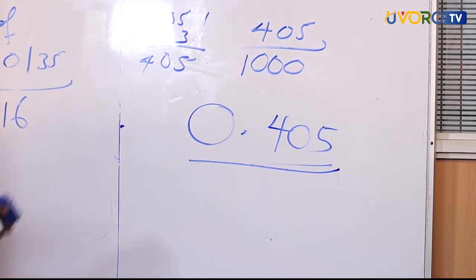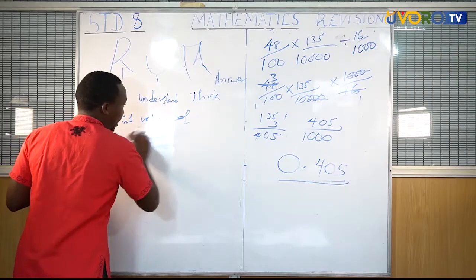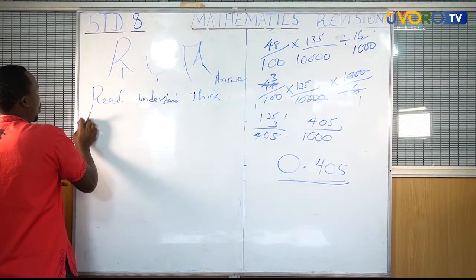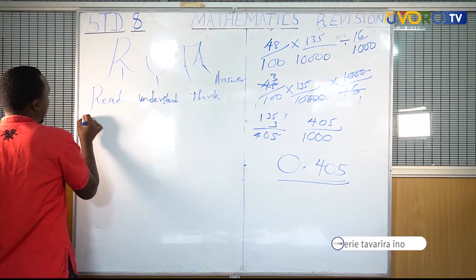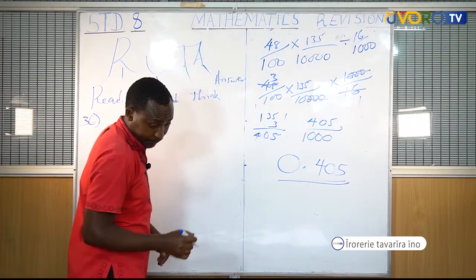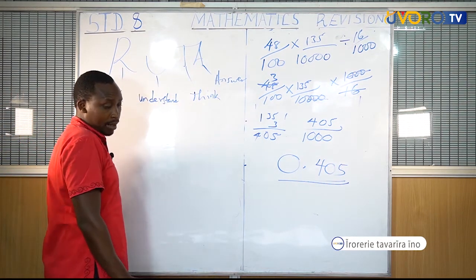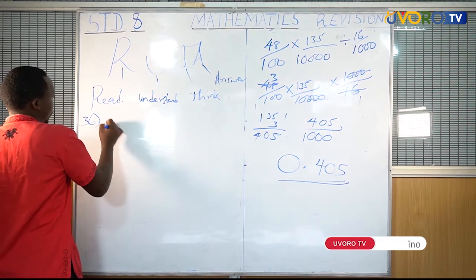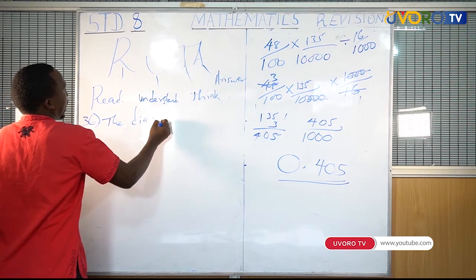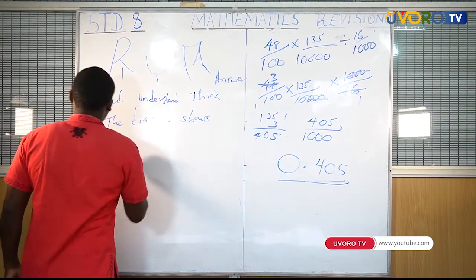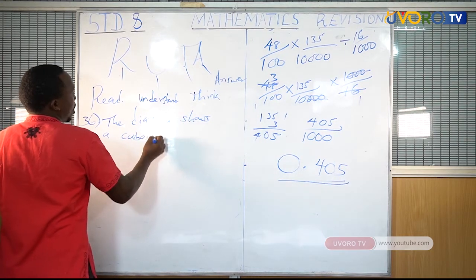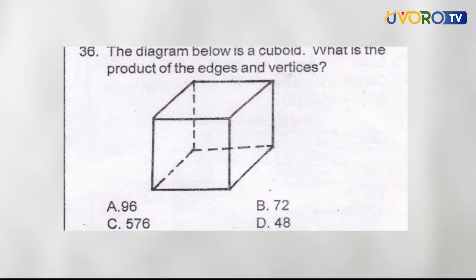We go to question number 36. We are approaching the final questions. Number 36, in this case, the diagram shows a cuboid. It is drawn. The cuboid is already drawn. That one is the cuboid.